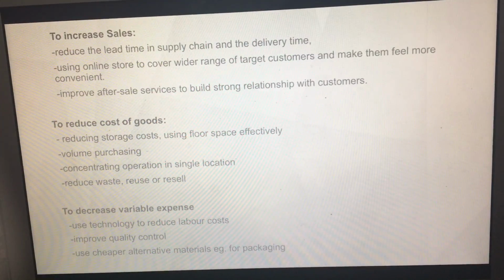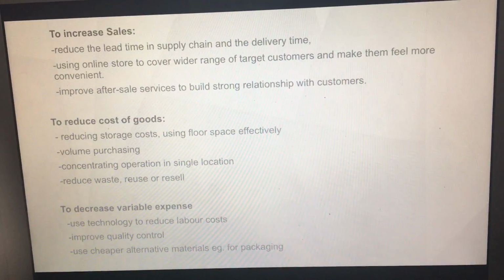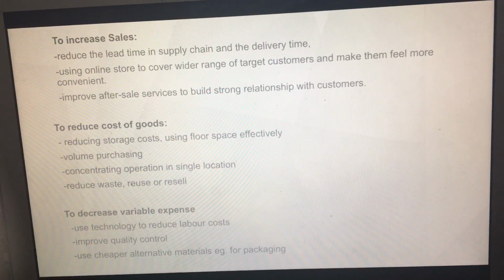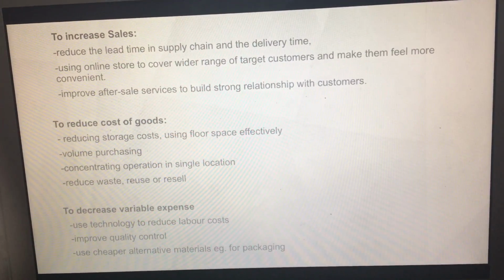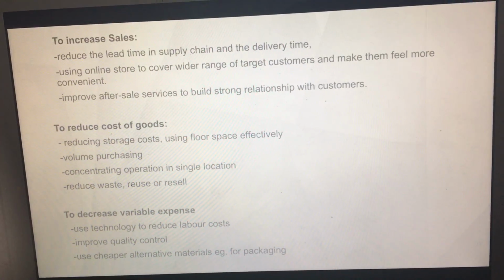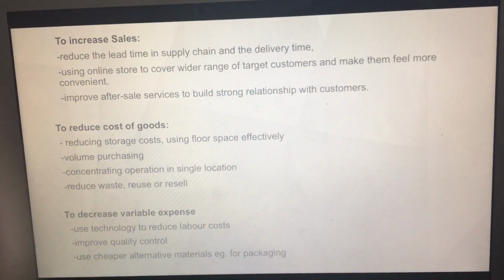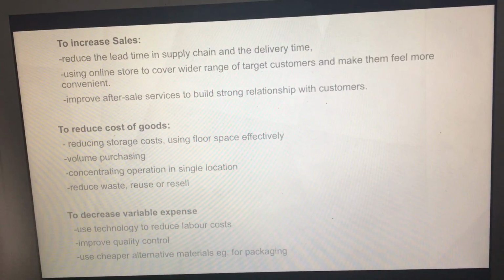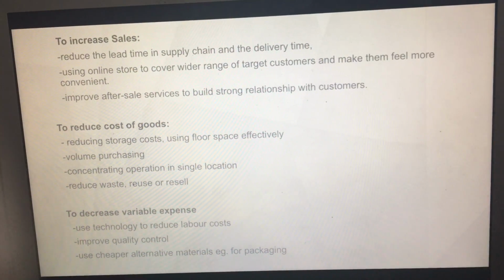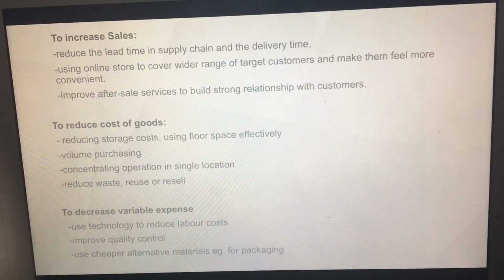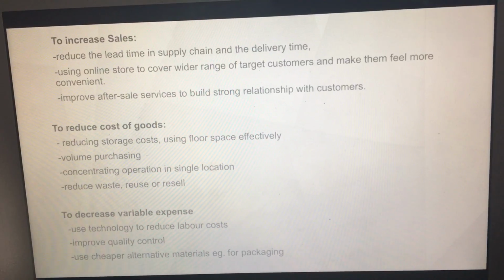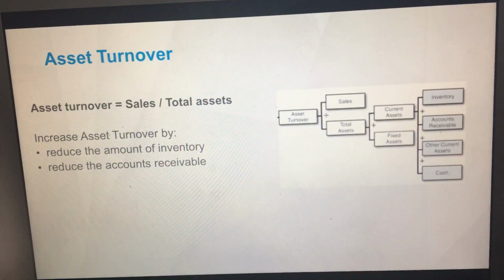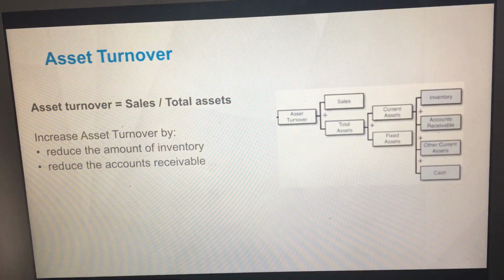The cost of goods sold can be reduced by reducing storage costs, using floor space effectively, volume purchasing, concentrating operations in a single location, reducing waste, and reusing or reselling. For decreasing the variable expense, logistic managers can use technology to reduce labor cost, improve quality control, and use cheaper alternative materials.